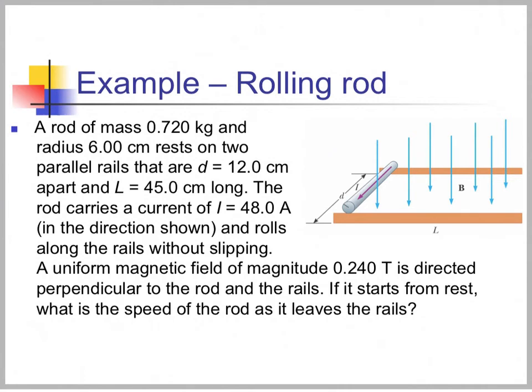So I hook up a battery to these rails somehow, and I turn up the voltage so I get a current of 45 amps going through this rod as shown. And let's say that rod can roll, and we're going to let it roll without slipping on the rails. I have a uniform magnetic field, 0.24 teslas, directed perpendicular to the rod and the rails, and pointing down as shown. So if it starts from rest, what is the speed of the rod as it leaves the rails?